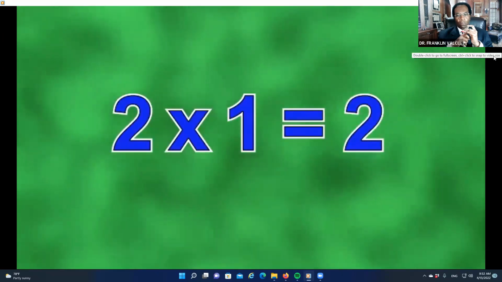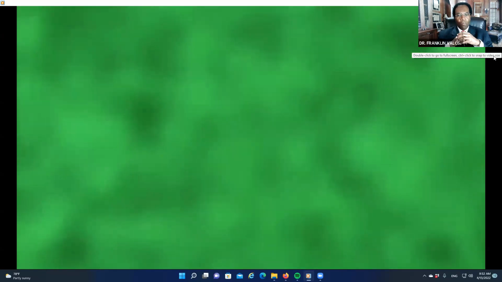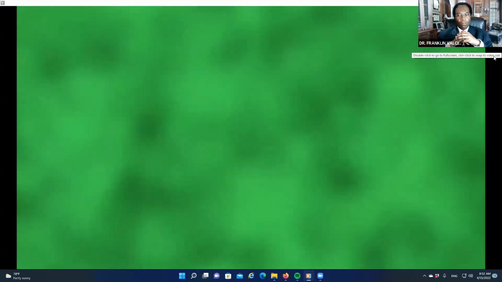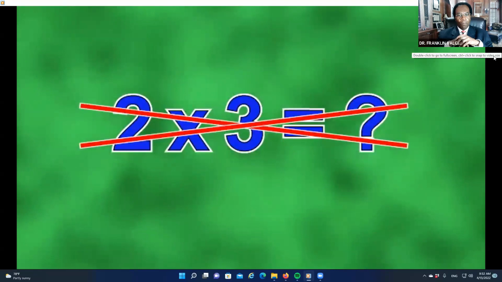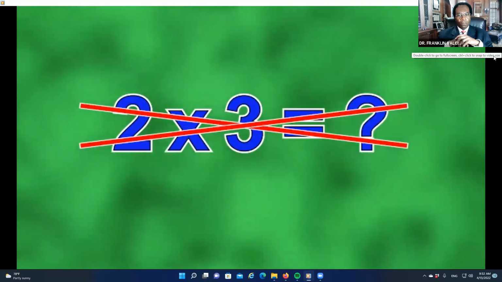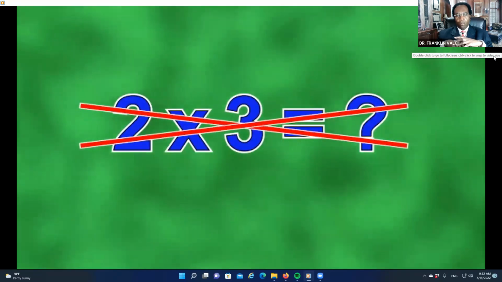How are these numbers related? 2 times 1 is 2, 2 times 2 is 4, 2 times 4 is 8, and 2 times 8 is 16. The pattern skips 2 times 3. It looks like this pattern's exponential, but let's see.